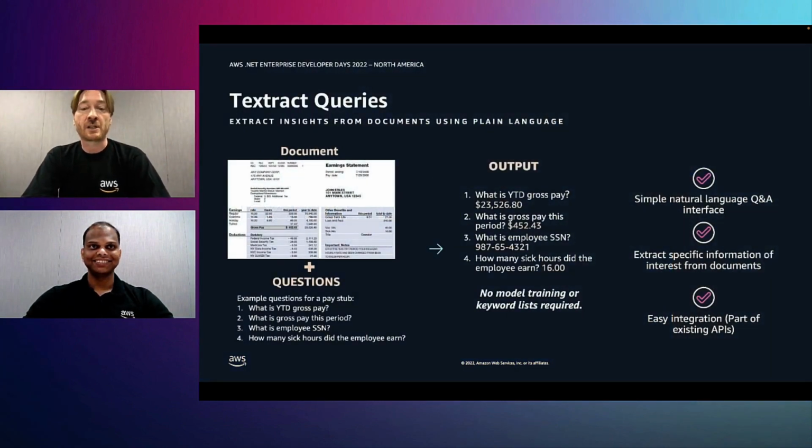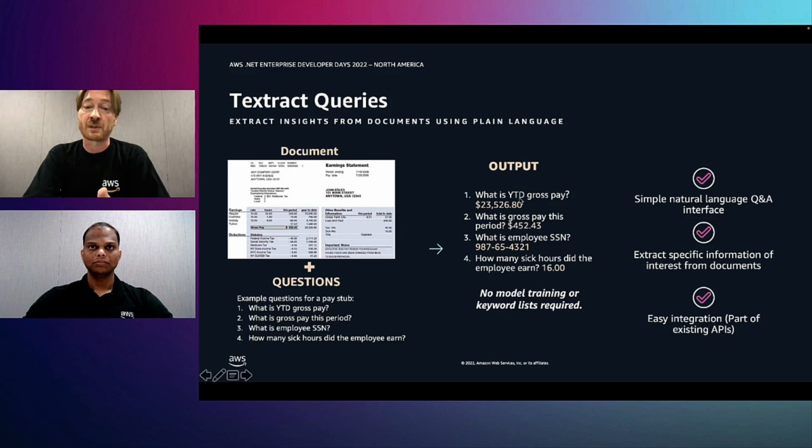There is another feature which I want to show. It's Textstruct queries. So what is Textstruct queries? This is a feature of Textstruct. It's a pre-built AI model where you can ask simple text questions and get the response back from your document. So imagine that you have this payslip from your employer. You can ask questions like, what is the gross pay? Or what is the employee's social security number? So you ask a question in plain, natural language, and you get one specific response back.